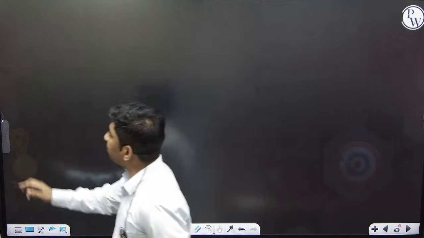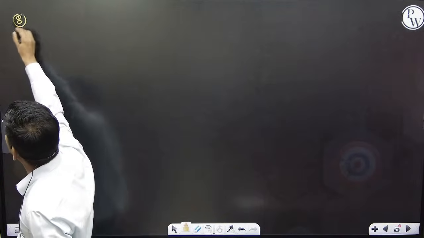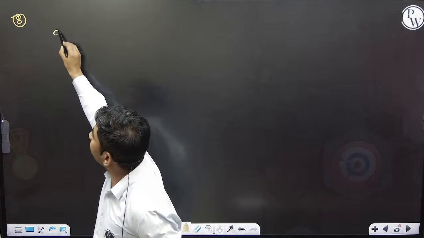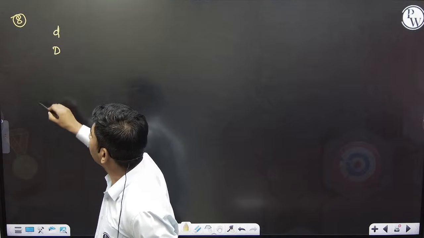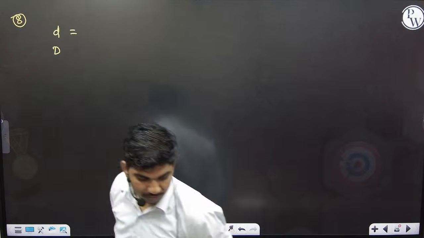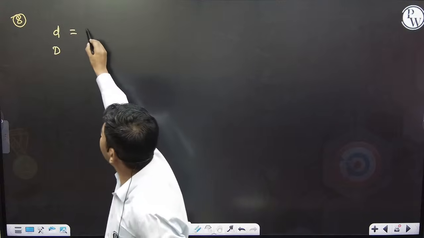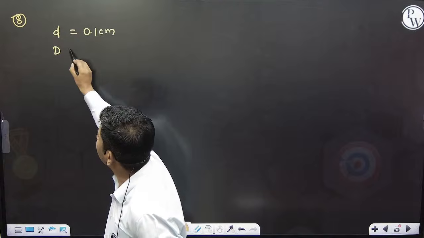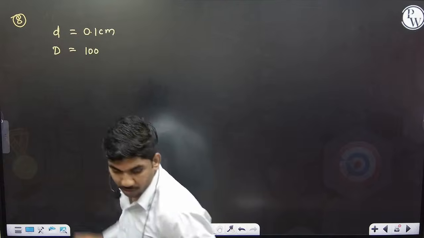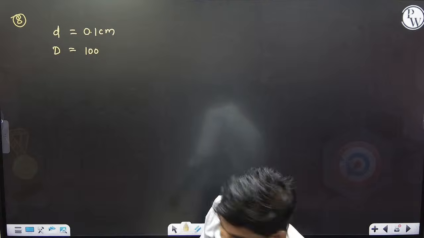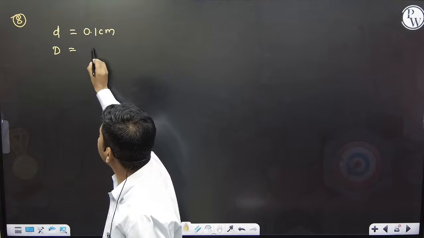Based on the wave optics, they had asked one question. They gave us capital D. This value was given to be 0.1 centimeter. This is 0.1 centimeter. This is, I guess, 100, or was this 50? Yeah, 50 centimeter they have given.